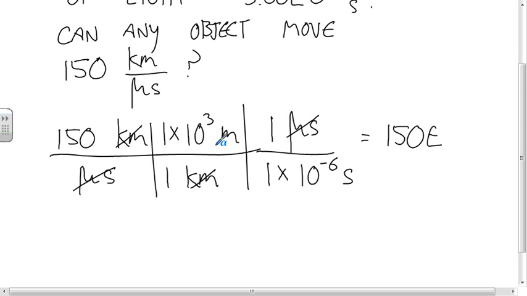So now what's the exponent on the tens here? In the numerator, we have a times 10 to the third. In the denominator, we have a times 10 to the minus 6. Positive 9, yep. Because since the bases are the same, you're taking the 3 here and subtracting the minus 6, which means you're adding positive 6. And so you end up with 150 times 10 to the 9 meters per second. That's bigger than 3 times 10 to the 8th. So that's faster than anything can move. Any questions about that?